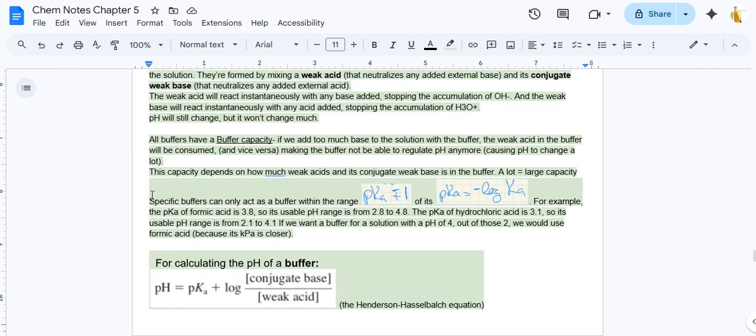And this capacity can be written in a range of plus and minus 1. So it's better to explain this with an example. If the pKa of this acid is 3.8, its usable range is 2.8 to 4.8. So plus and minus 1 of 3.8. Same thing here.